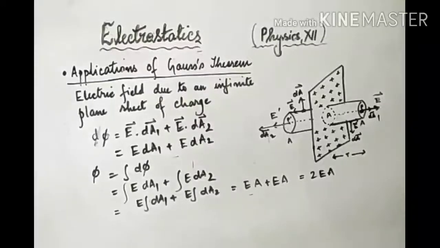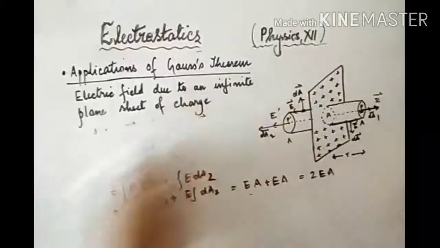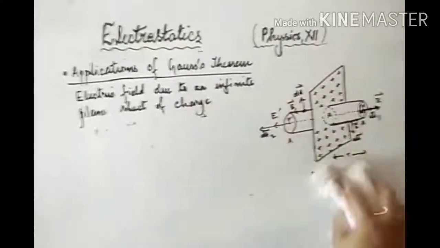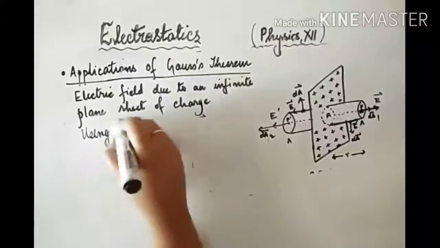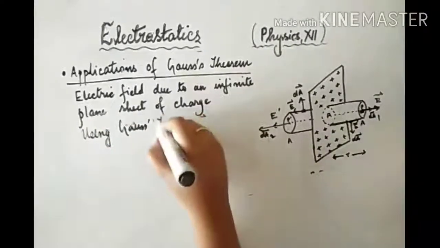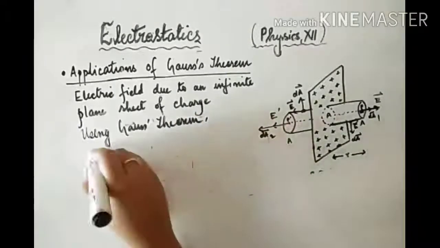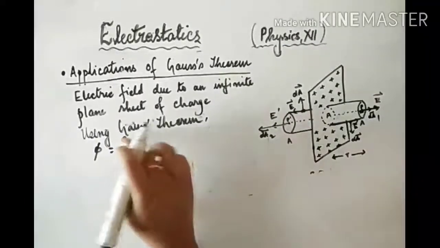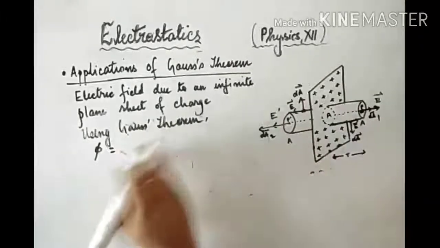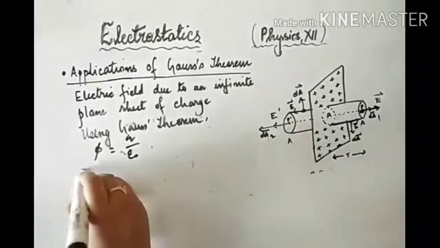Now we have to apply Gauss's theorem. So remember this 2EA. Using Gauss's theorem, we know Gauss's law gives us phi equals Q by epsilon naught. This is the Gauss's theorem.